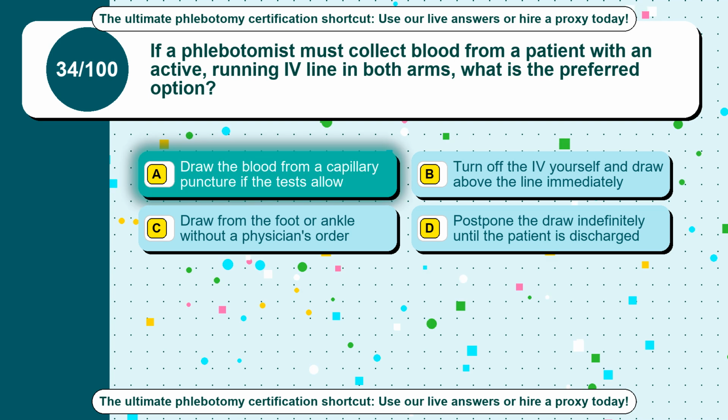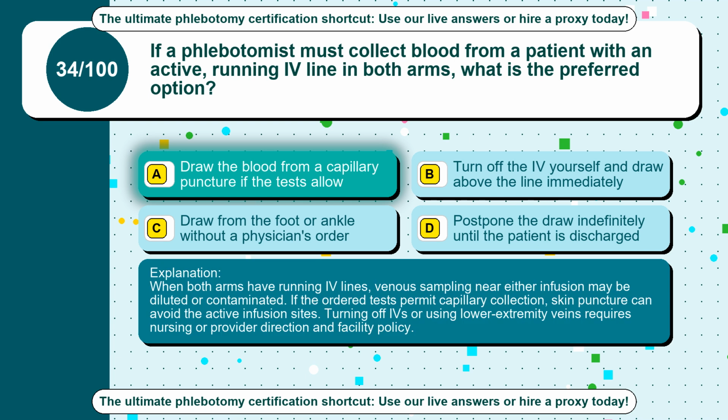Draw the blood from a capillary puncture if the tests allow. When both arms have running IV lines, venous sampling near either infusion may be diluted or contaminated. If the ordered tests permit capillary collection, skin puncture can avoid the active infusion sites. Turning off the IV or using lower extremity veins requires nursing or provider direction and facility policy.